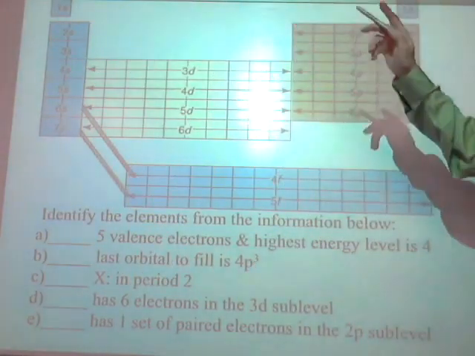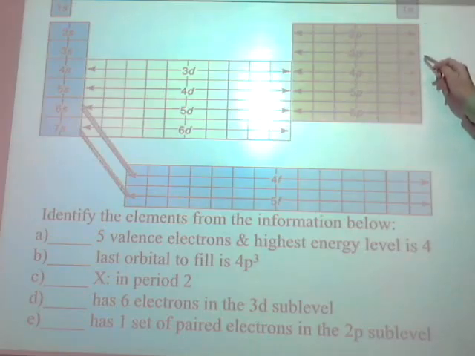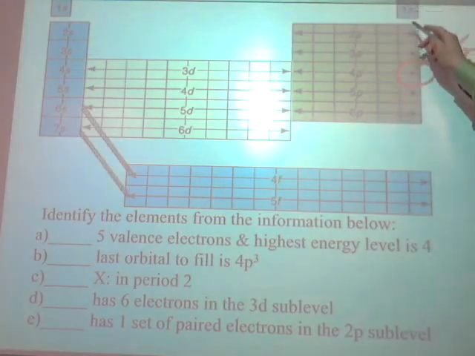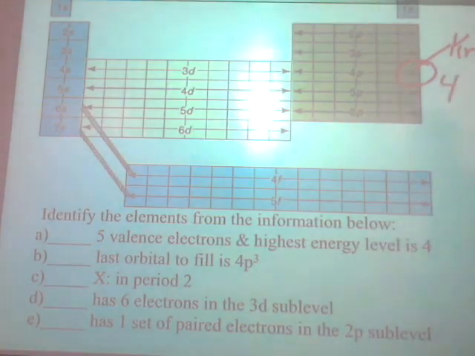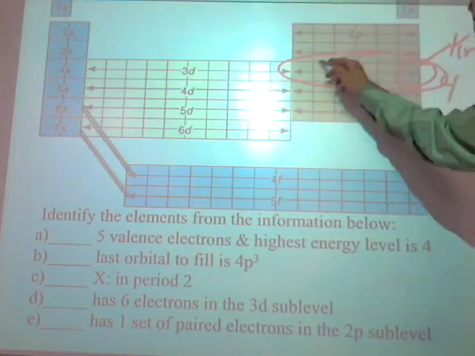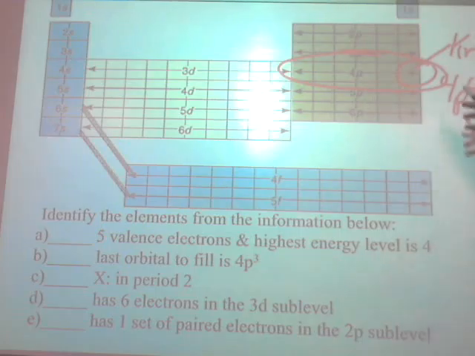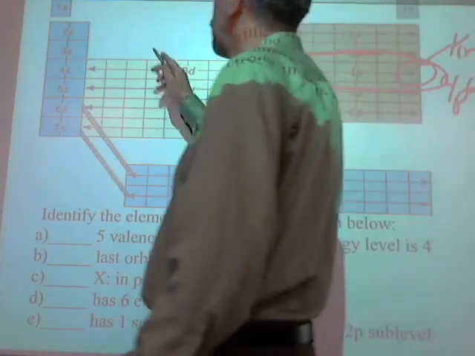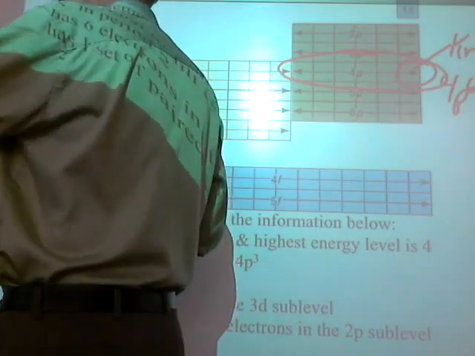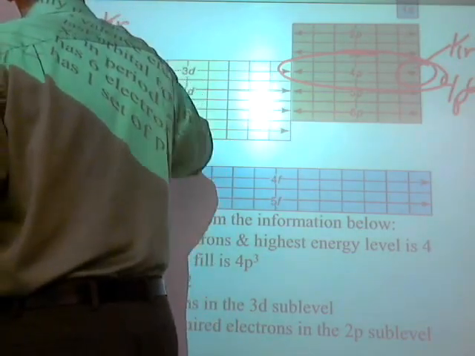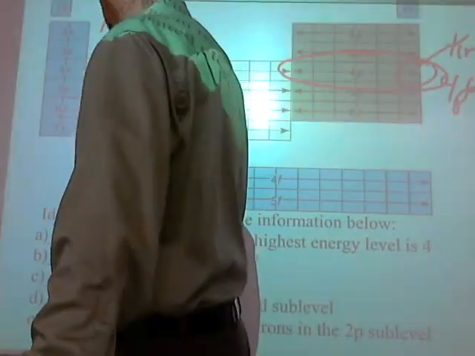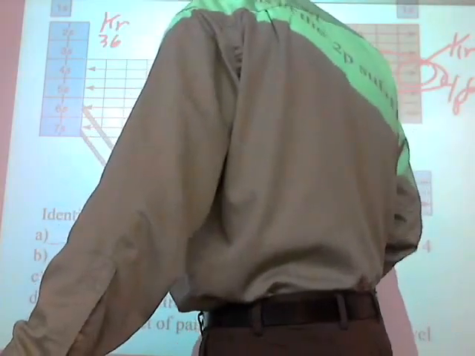The last thing I wrote for krypton, who was right here, the fourth one down: the fourth energy level is the highest energy level. What block am I in? P. And it's the last one in that block, so how many electrons would it have? 6. So the last thing you wrote for krypton would be 4p6. Let's go back to that. We were taking krypton, which you have written down already, with 36 electrons. So the last thing I wrote was 4p6.